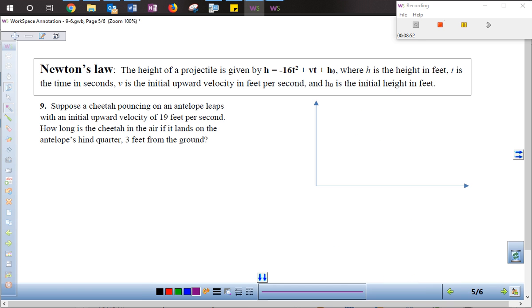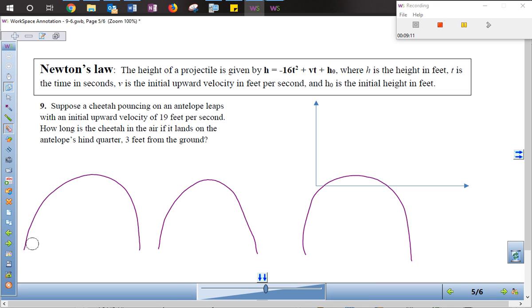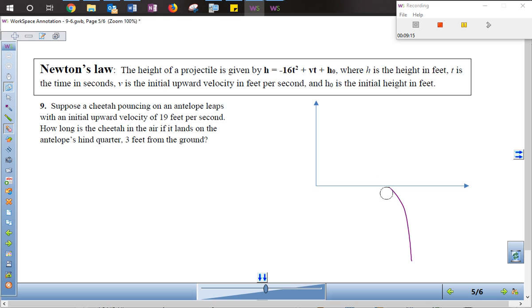Now the next thing we're going to talk about is Newton's law. Quadratic equations are used to solve projectile motion. So like if you throw a ball up in the air, it goes up and then it comes back down. If you launch a rocket, it goes up and then comes back down. If you jump off of something, it goes up and then it comes back down. Projectile motions, also called parabolas, are solved using quadratic equations.